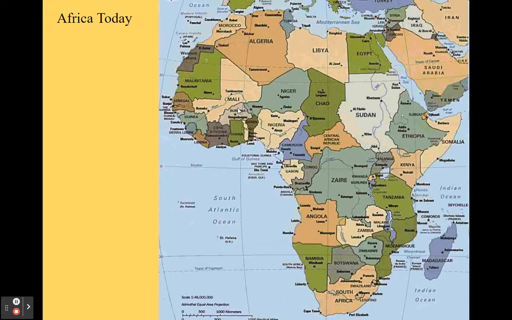Obviously, today it is very, very different, but Mali is still taking over a good chunk there. Ghana would have been over here and Songhai over here, or Ghana up here and Songhai over here. Ghana has since moved down here. Yeah, lots of different countries.